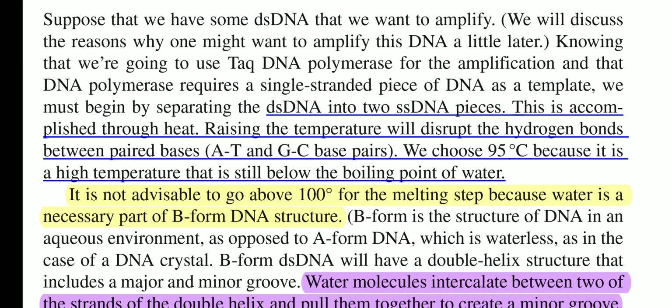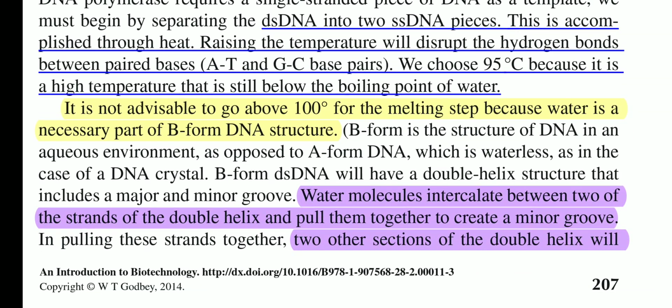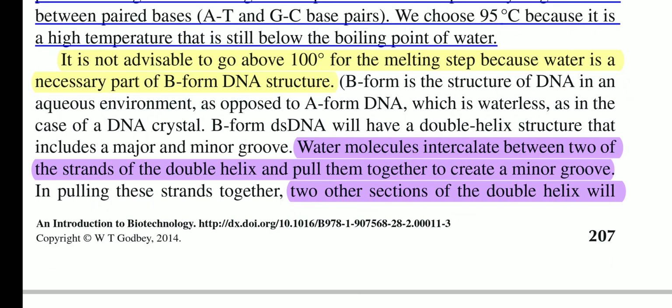Here it's not advised to go above 100 degrees Celsius because the B-DNA has water in itself, and water is a necessary part of B-DNA. In the case of A-DNA, there is no water, so it's accessible up to 100 degrees Celsius. But in the case of B-DNA, the water content plays an important role. If you increase the temperature to more than 100 degrees Celsius, the water will start boiling, and that causes deformation in its DNA structure, like protein.